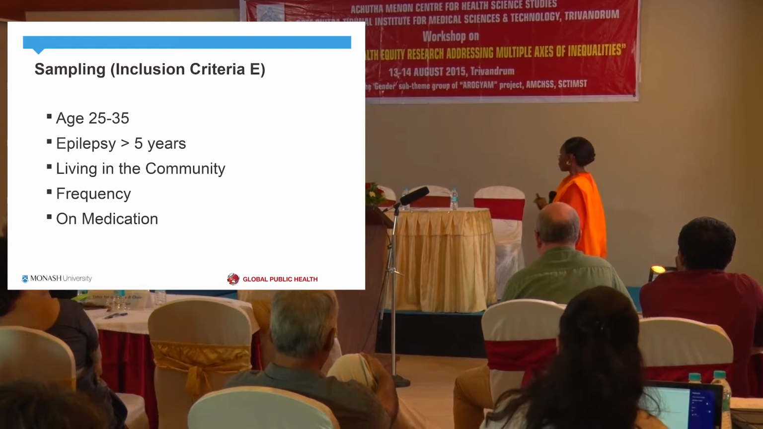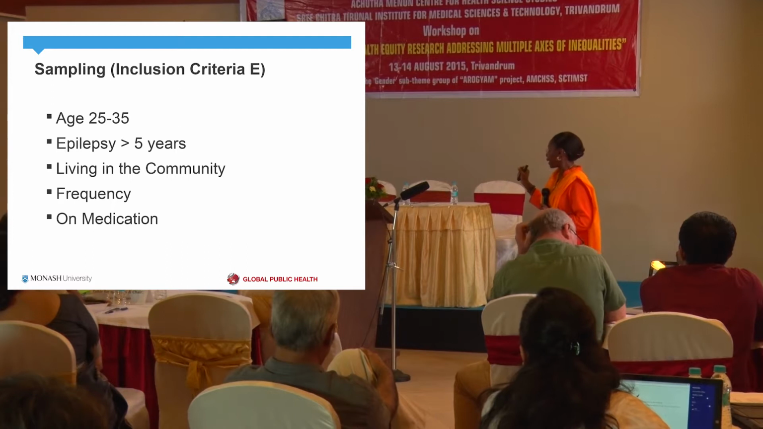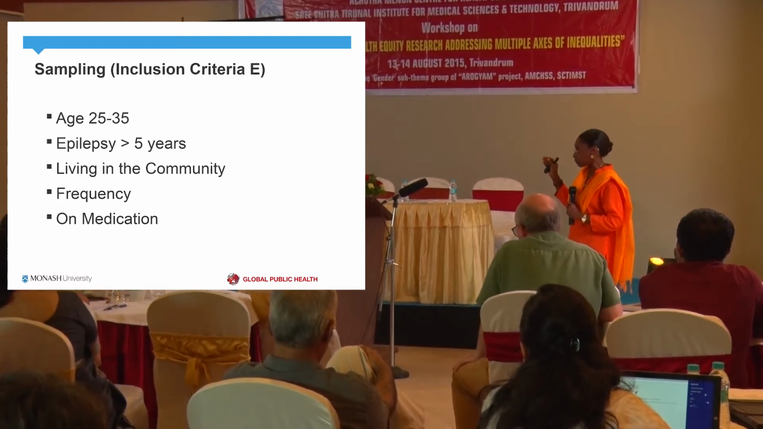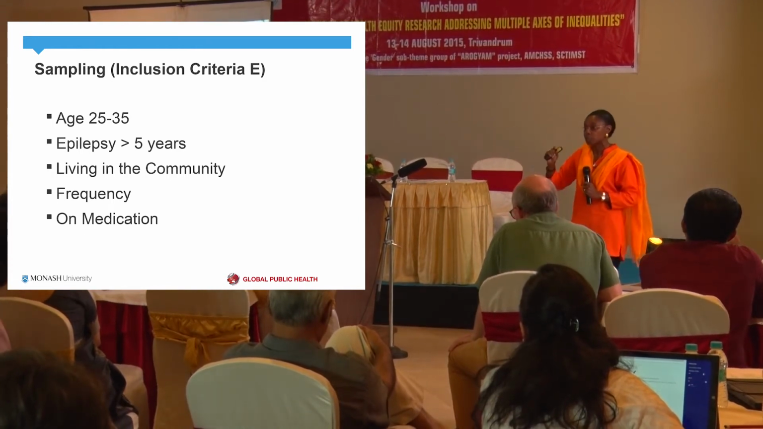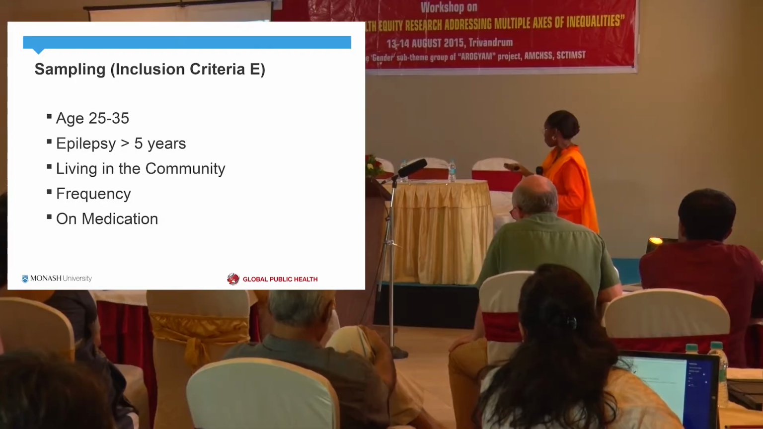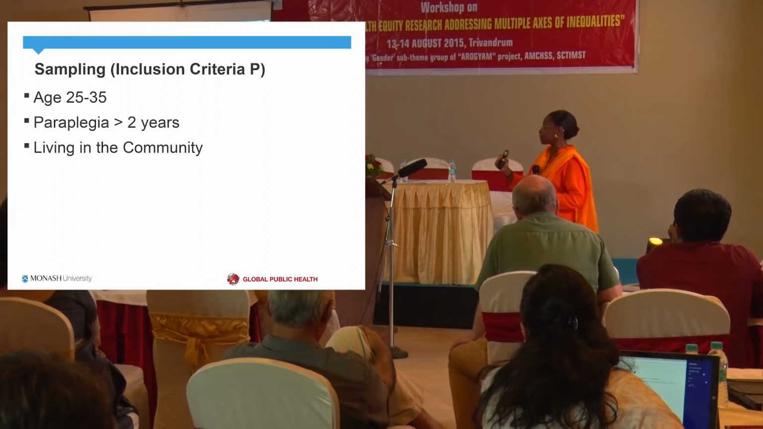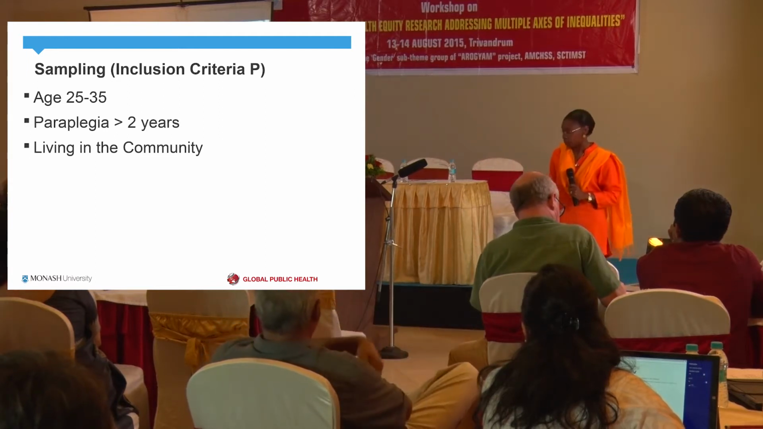This is the criteria for epilepsy. They were living in the community. We looked at the frequency of the seizures and whether or not they were on medication. So these were the specific variables that we looked for in both countries. For people with paraplegia, we looked at 25 to 35-year-olds, people who had their injury within the last 2 years, and also living within the community.